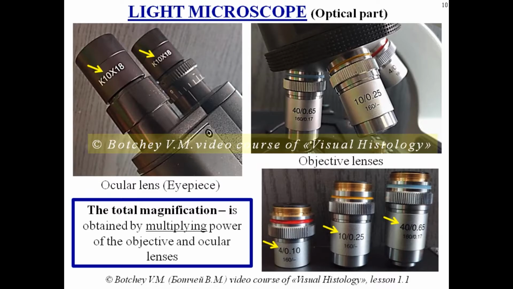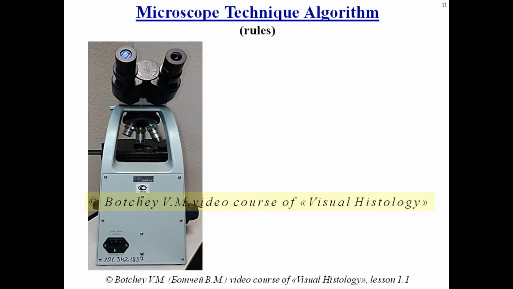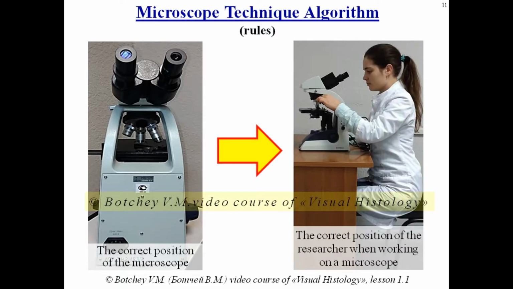Now we discuss the rules of working with a light microscope. Before starting, place the microscope correctly with the tripod and oculars toward yourself, while the condenser should be raised up and the diaphragm open. Take a comfortable position at your desk.